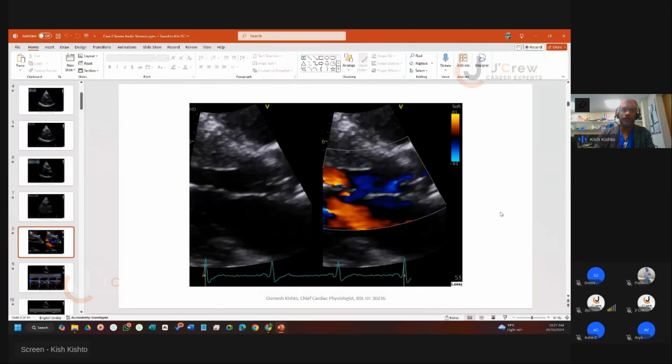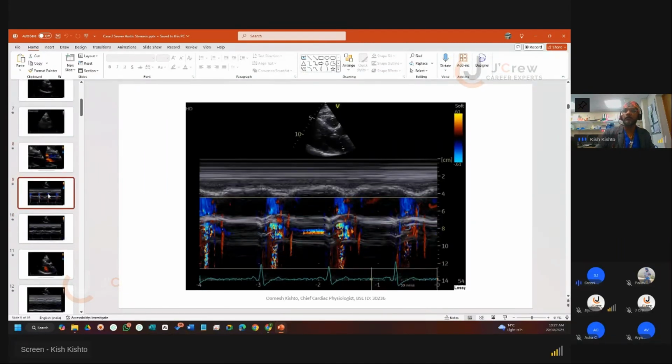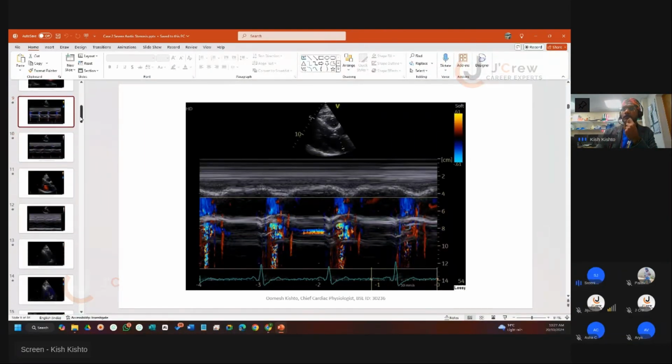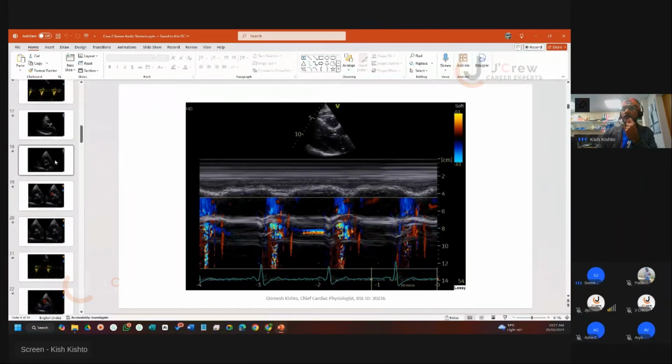Any more questions, please? Yes, sir. This is Srinidhi here. I have a doubt regarding measuring aortic valve area with the continuity equation. How do we measure it, and what are the normal and abnormal values?